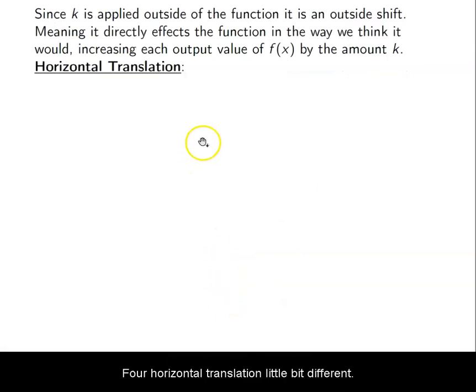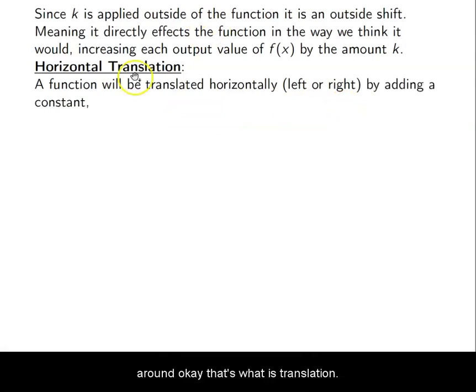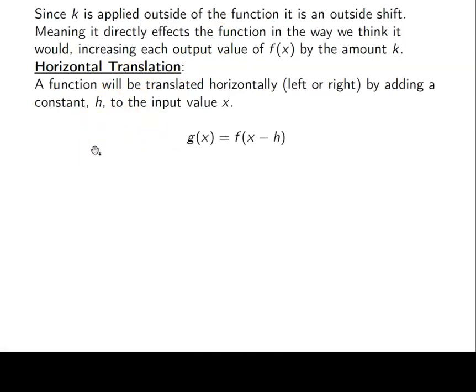For horizontal translation, it's a little bit different, okay? It's going to translate a function left or right. It also does not change the shape of the graph, it just moves it around, okay? That's what a translation is. So we're going to add a constant h to the input value, right? So we're not actually adding, we're subtracting it, right? So if you notice, this is inside of my function notation.